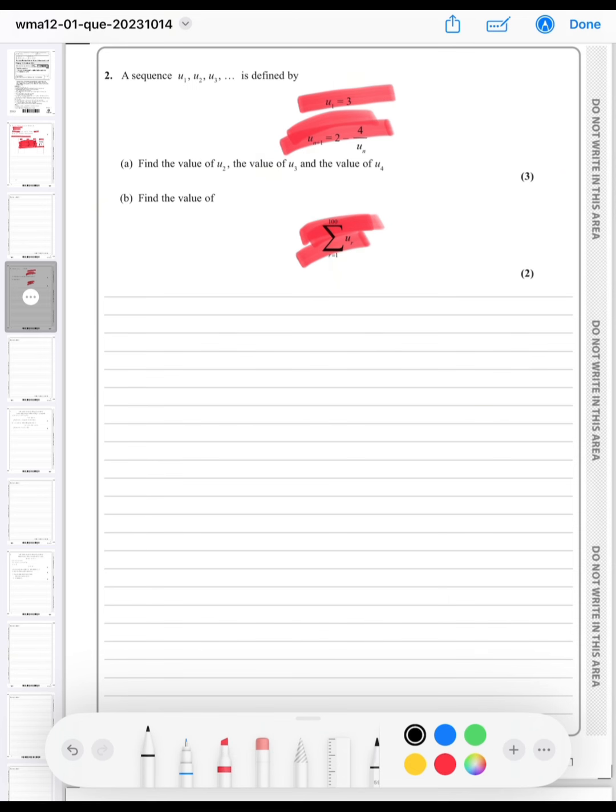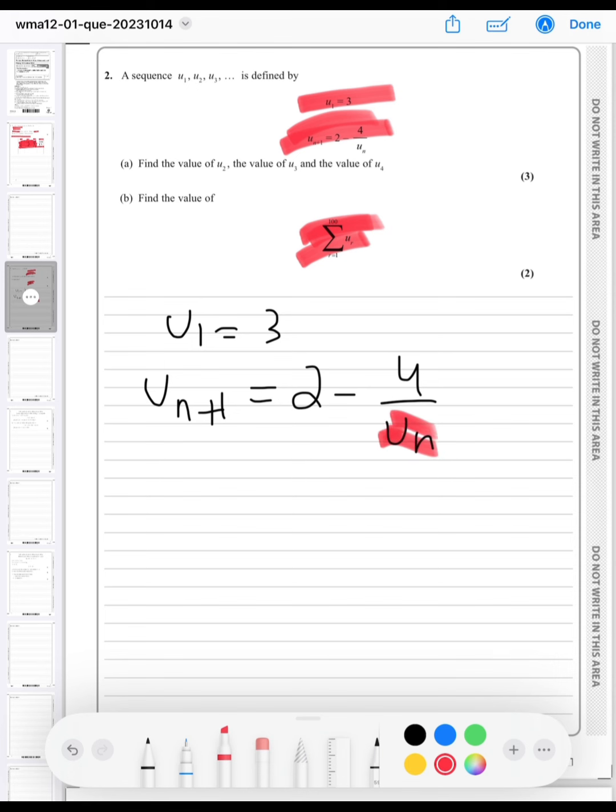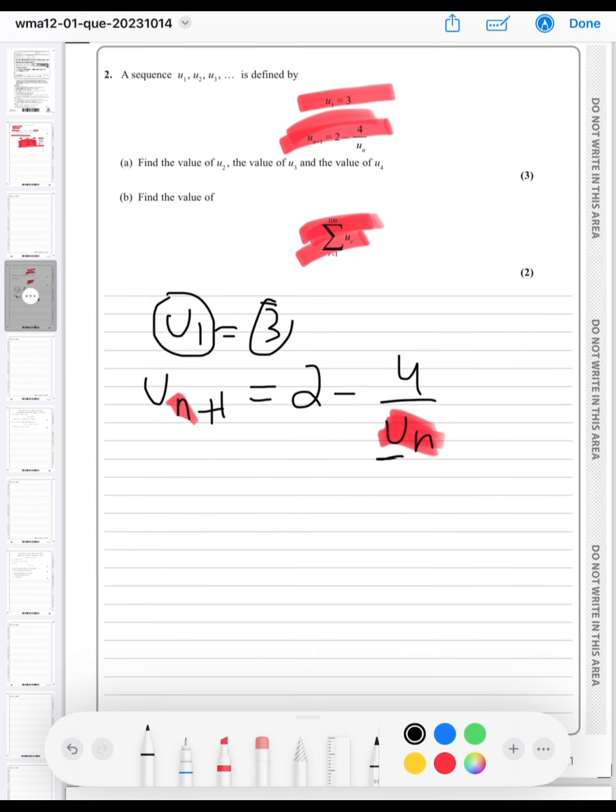Now for part A, you can see that they are asking for u2, and they gave you u1 and the formula. The recurrence relation formula is also given, and in the formula they linked this with the first term. You can see here we have un, where n is representing the number of terms. So now u1 plus 1, this is u1. I need u2, so 1 plus 1 will be 2, and then I'll put this value of u1 here.